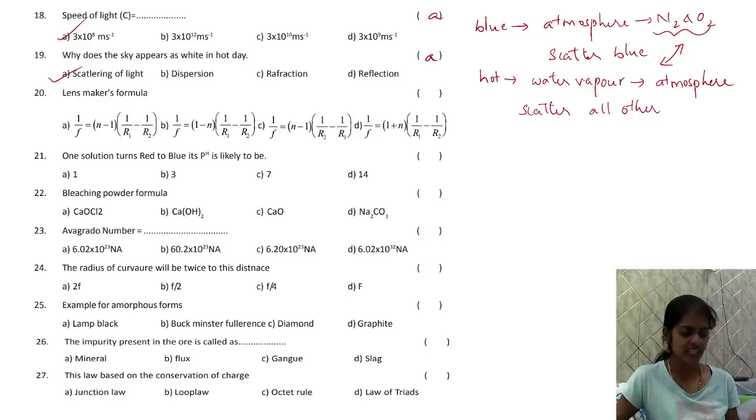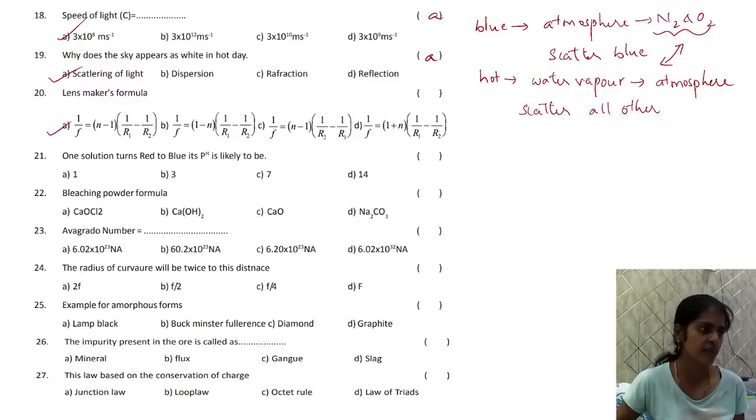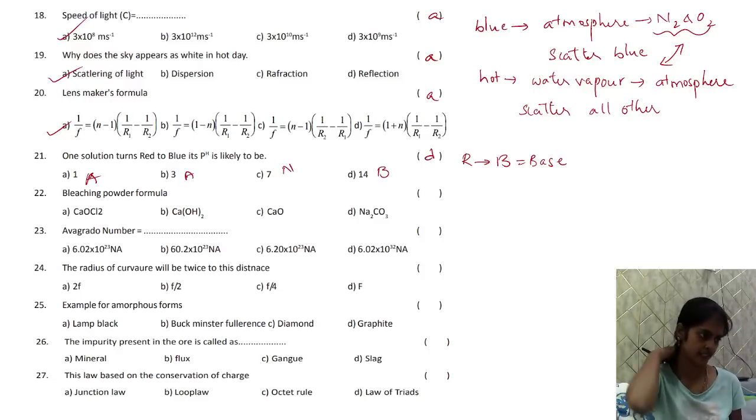Lens maker formula, direct question. So 1 by f equals (n minus 1) into (1 by r1 minus 1 by r2). One solution turns red to blue. So who turns red to blue? It has to be a base. Okay, so for pH, one means acidic, this is acid, this is also acid, this is neutral, this is the base. So option D is correct.